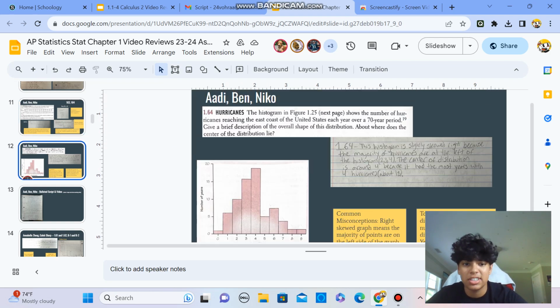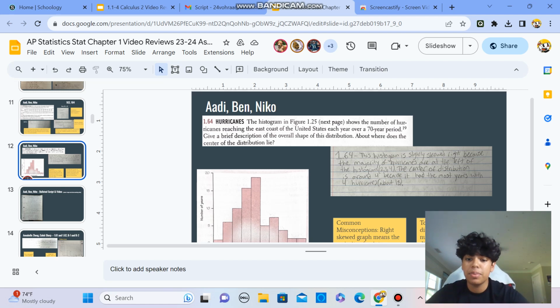Aadi Academy, on to the second part of this lesson. Now we're on to question 1.64, right? Now this question is relatively easy. So let's just read it over. The histogram in figure 1.25. Okay, I'm sorry, I tried to do the Khan Academy voice. But basically it's saying the histogram shows a number of hurricanes reaching the East Coast over a certain time period. And so it's asking for a brief description of the overall shape of this distribution, as well as where the center of this distribution lies, right?